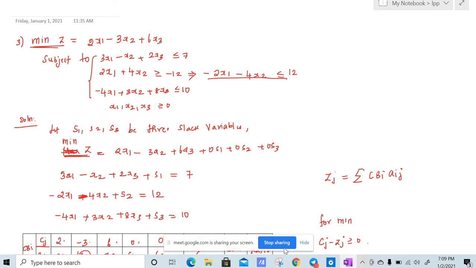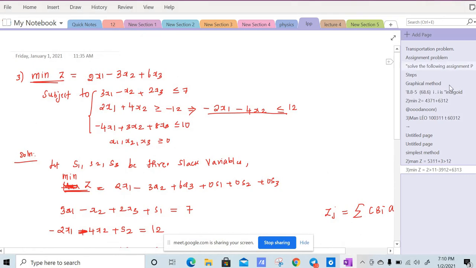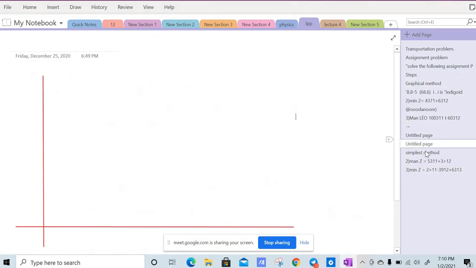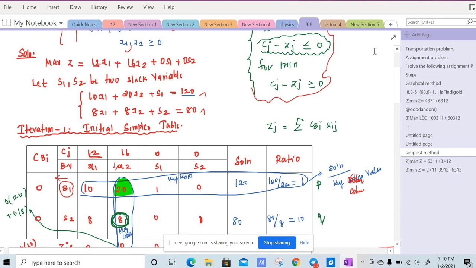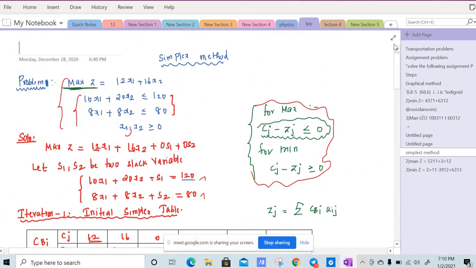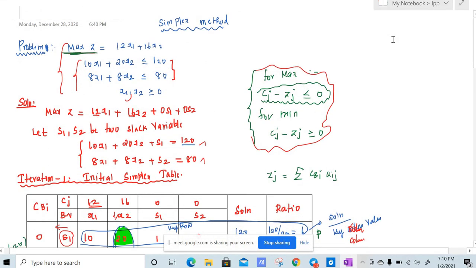In the previous class we have seen the simplex method. We have seen two problems. Both problems we have seen are maximization, where we need to find the maximum value, right? Maximization. So we have seen two problems on maximization.